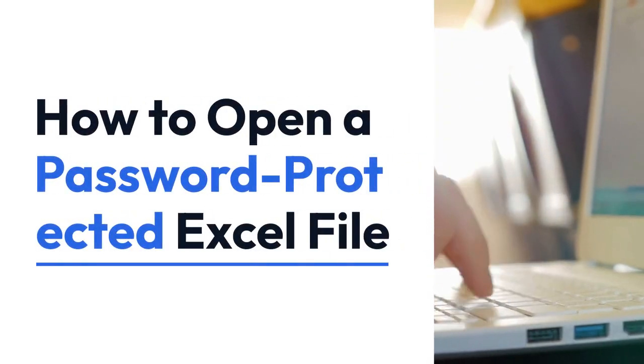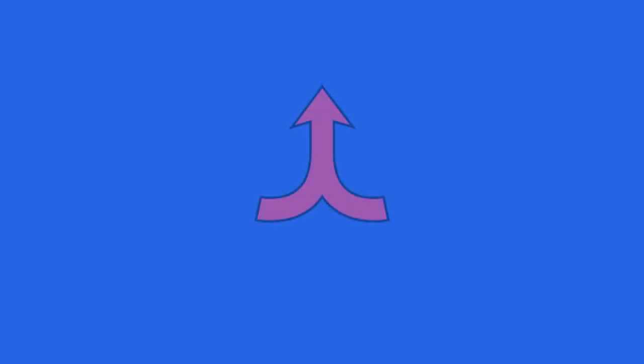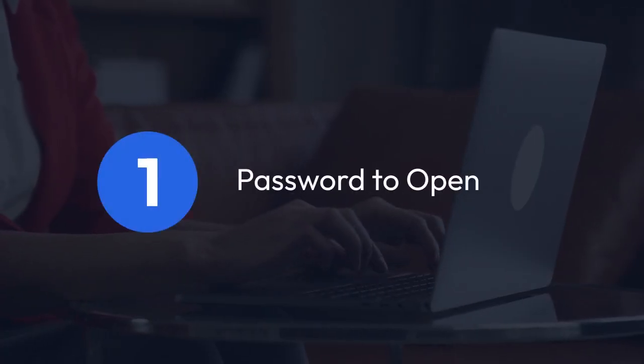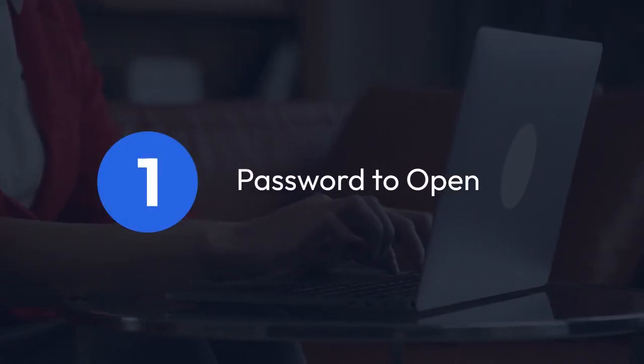We're explaining how to open a password-protected Excel file. There are a couple of ways to do this, depending on what kind of password protection is in place. 1. Password to open. This is the most common type, where you need a password just to open the workbook.